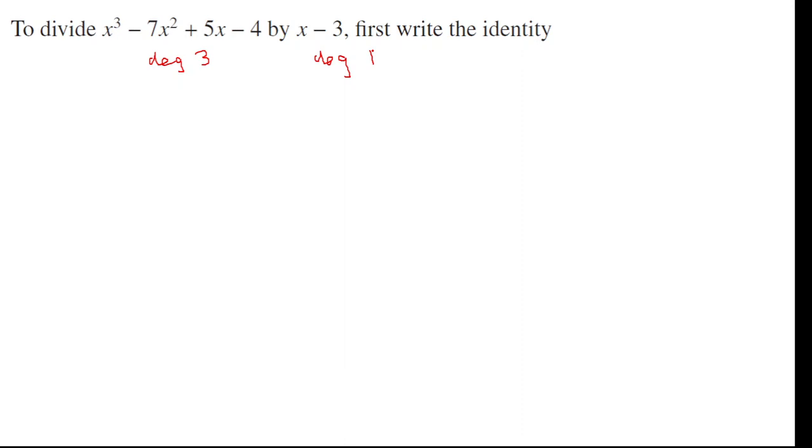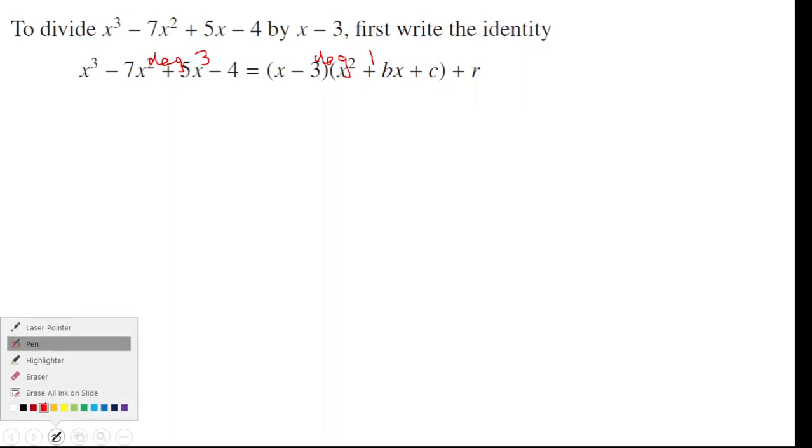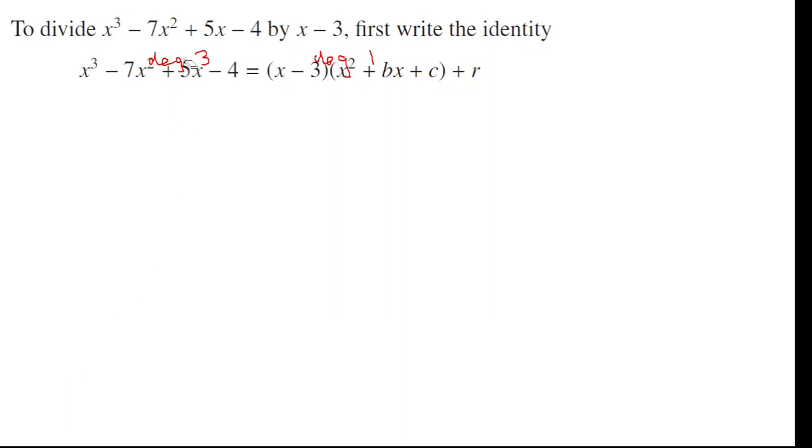Okay, the quotient being a degree 2 is a polynomial in the form of ax squared plus bx plus c. Your remainder is constant, so it's one term. If it's quadratic, it's 3 terms: ax squared plus bx plus c. But we can get rid of the a, because x squared times x is equal to x cubed on the left. So the coefficient has to be 1. Therefore, a has to be 1.